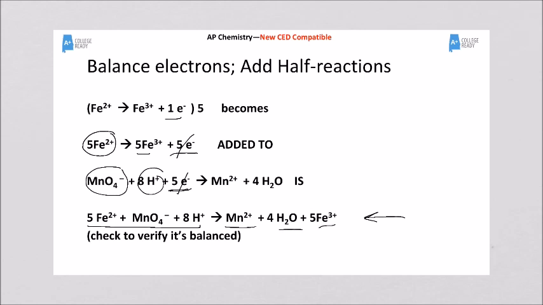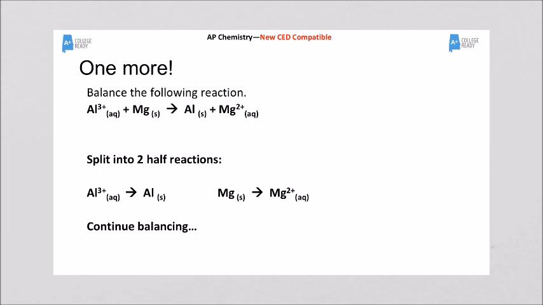And you could check overall charges and atoms and make sure that each side, the reactant side and the product side, are both identical for charges. Okay, this is the second example, and this one is a little bit more typical for the AP exam, and it's actually a little bit simpler. So I made you do the harder one first. You could still be asked to do some portion of that, but again, this might be more typical.